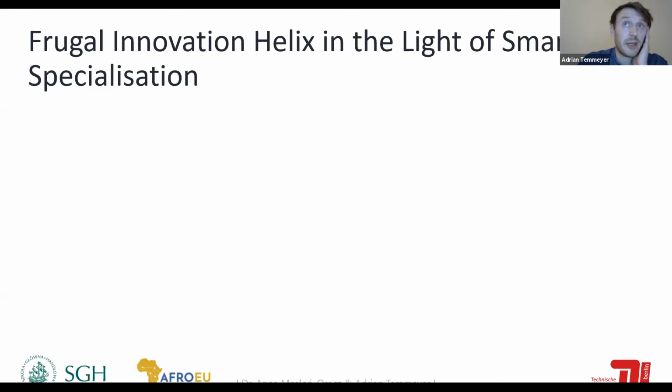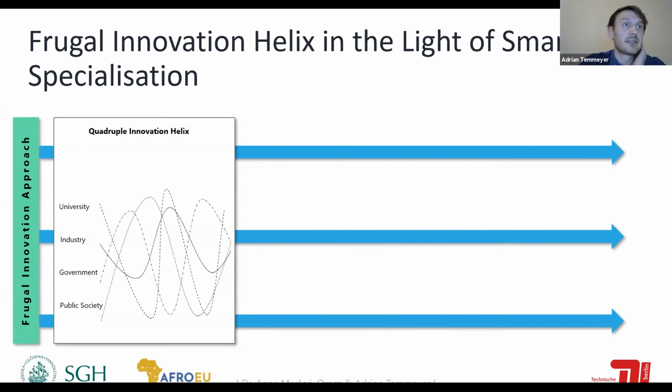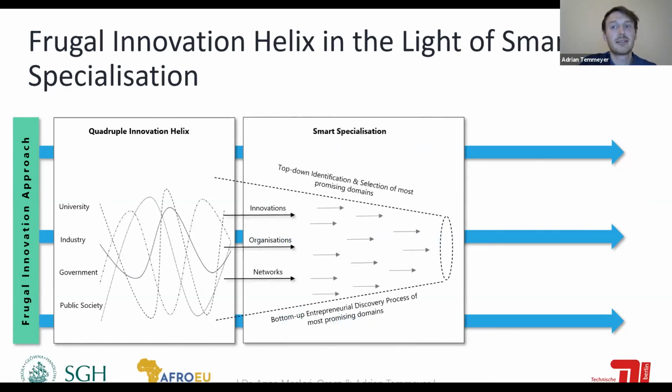So the goal of the FIHS framework is to institutionalize the frugal innovation approach in resource-constrained environments to stimulate sustainable entrepreneurship and regional development. And in the very means and ends, there is this mentioned frugal innovation approach, which is now connected with other parts. So the triple helix approach was extended by a fourth sphere, the public society, to ensure the integration of the local communities and their knowledge into an innovation process from the very beginning on. And again, the quadruple innovation helix now is serving as a platform for smart specialization.